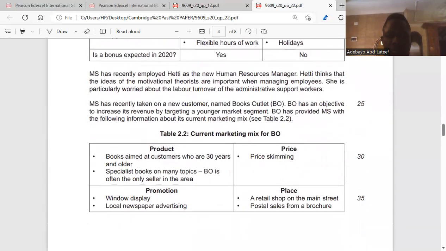MS has recently employed Hetty as the new human resources manager. Hetty thinks that the ideas of the motivational theorists are important when managing employees. She is particularly worried about the labor turnover of the administrative support workers. MS has recently taken on a new customer named Books Outlet. BO has an objective to increase its revenue by targeting a younger market segment. BO has provided MS with the following information about its current marketing mix.